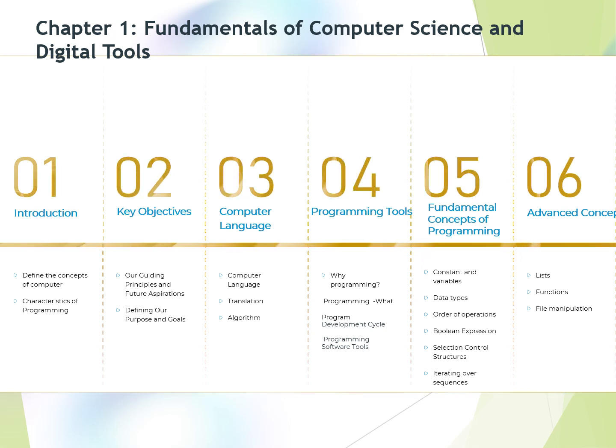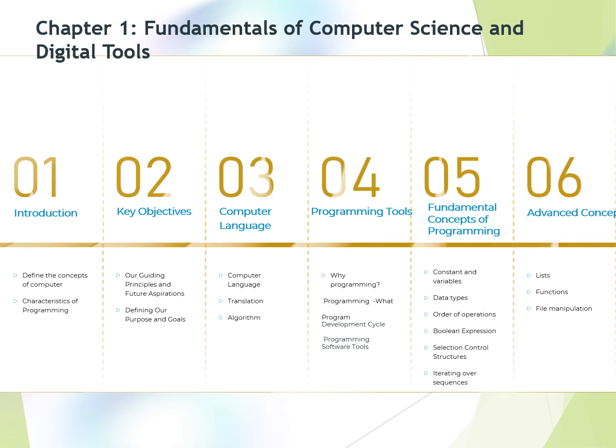Then we present the key objectives that students are expected to achieve by the end of this chapter. This helps set clear learning goals and provides a roadmap of the content of Chapter 1. The first section, computer language, explores the nature of computer languages and their translation. We define what an algorithm is and how to create an algorithm to solve a problem.